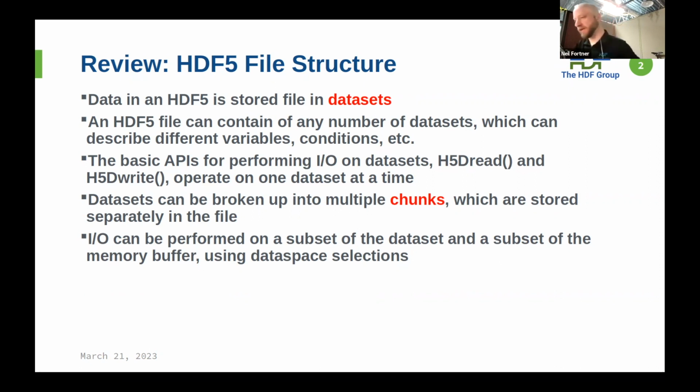And each dataset individually can also be broken up into multiple chunks, which are regularly spaced blocks of data within the dataset. In a 2D dataset, they're rectangles essentially. And in addition to the chunks, you can also perform I/O on only part of a dataset, just a selection within a dataset using the HDF5 API. And so you don't have to read and write the entire dataset at once.